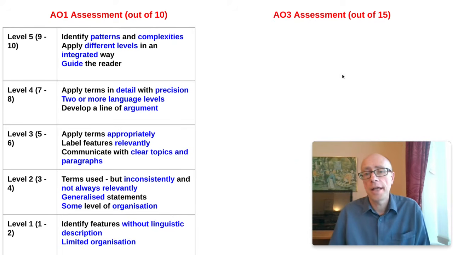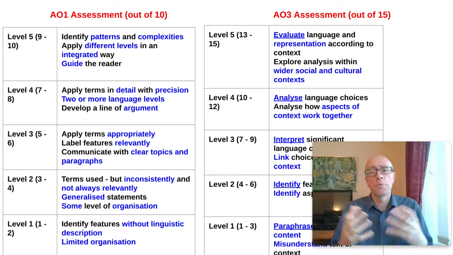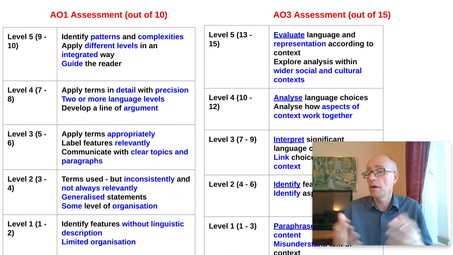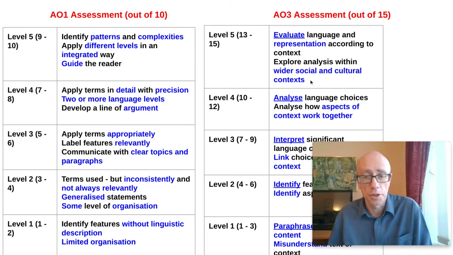I mentioned about the AO3, that gets the higher mark, because the AO3 is all about your meanings and representations. So what the board are very keen that you do is you don't just feature spot, but that you talk about the most significant features, and you link it into representations, i.e. what I said before, representations are versions of reality, which may not be the truth, the whole truth, and nothing but the truth.